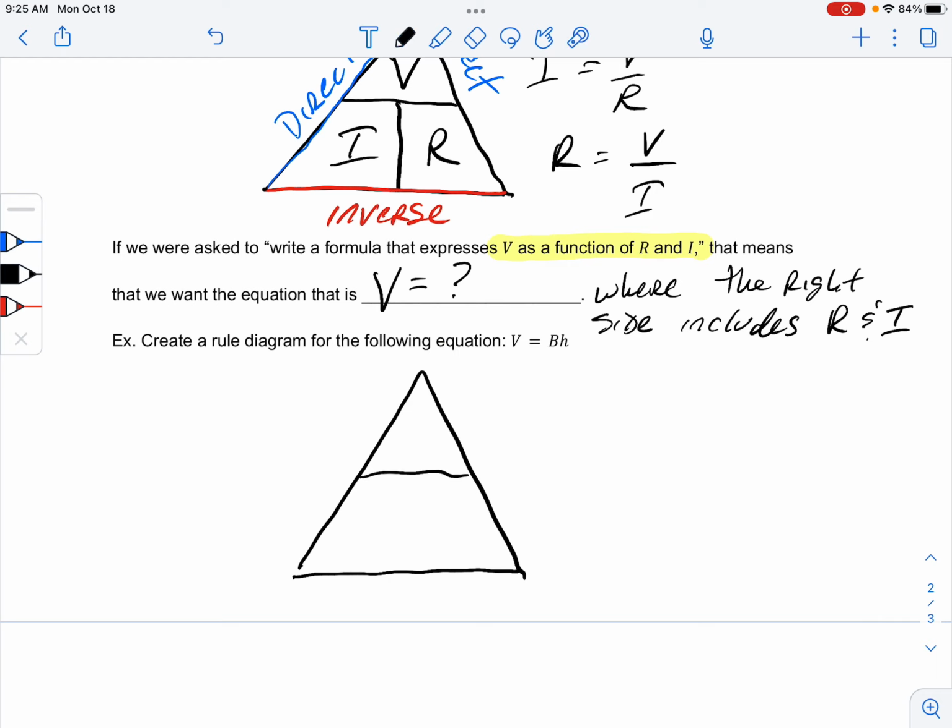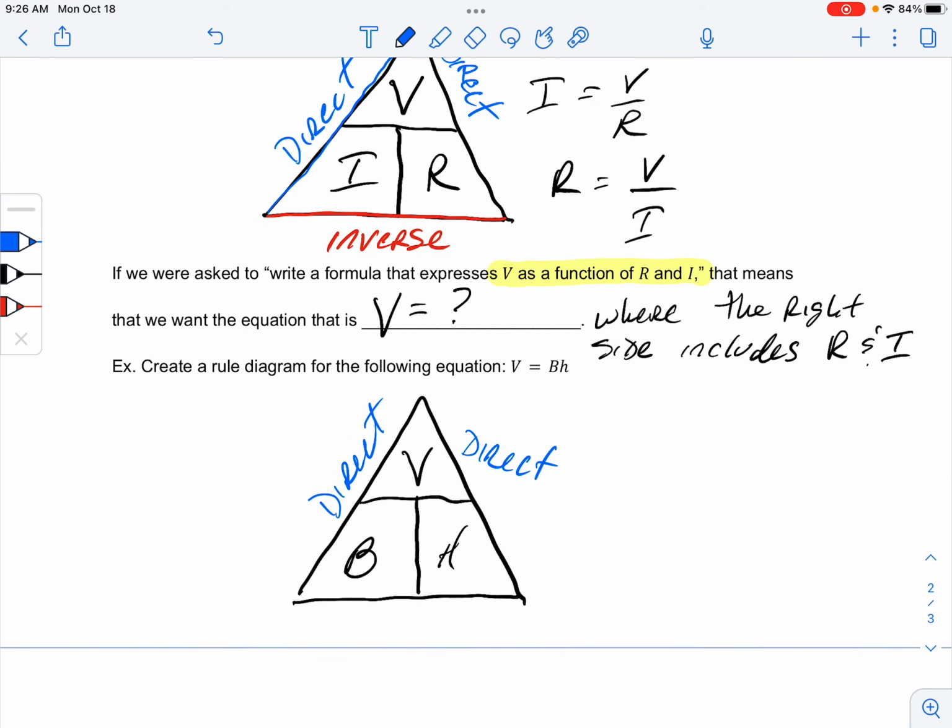So in order to create this diagram, we have our triangle, and since I've got V is equal to B times H, B and H have to go in the bottom, and then V has to go up top, so that when I cover V, I get V is equal to BH. It's important to note here that it doesn't matter which order these are in. I could switch those and my diagram will still work. It might be helpful for you to also write down direct and inverse, right? That's how these variables are related in this situation.